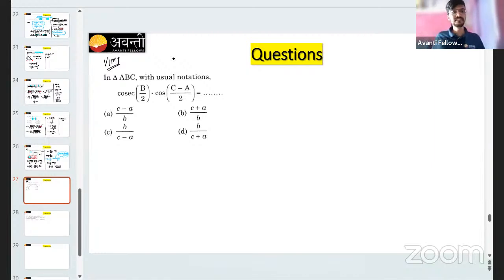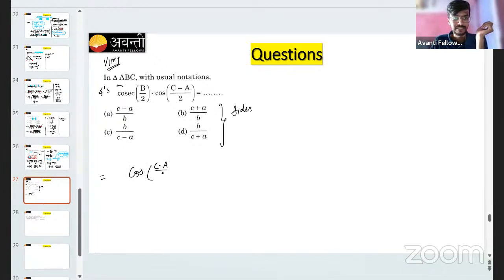First of all, I will see what is given and what are my options. So you can see in the options, all of them have sides, whereas in the question, we have angles. So I need to convert angle to sine. And by the way, here I have cosec. Cosec, who likes it anyway? Convert it into what? Sine. So I'll write it as cos C minus A by 2 upon sine B by 2.